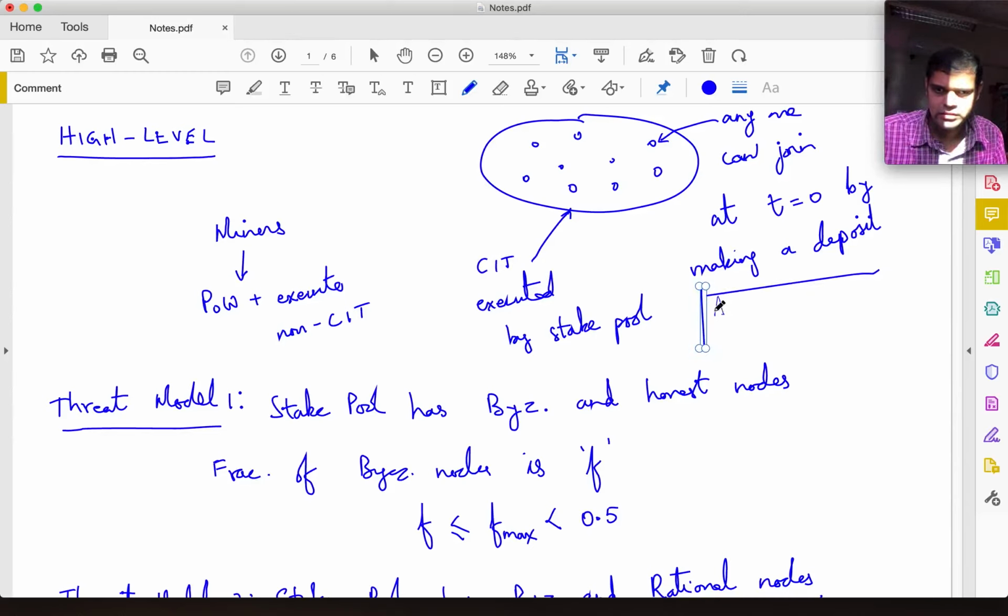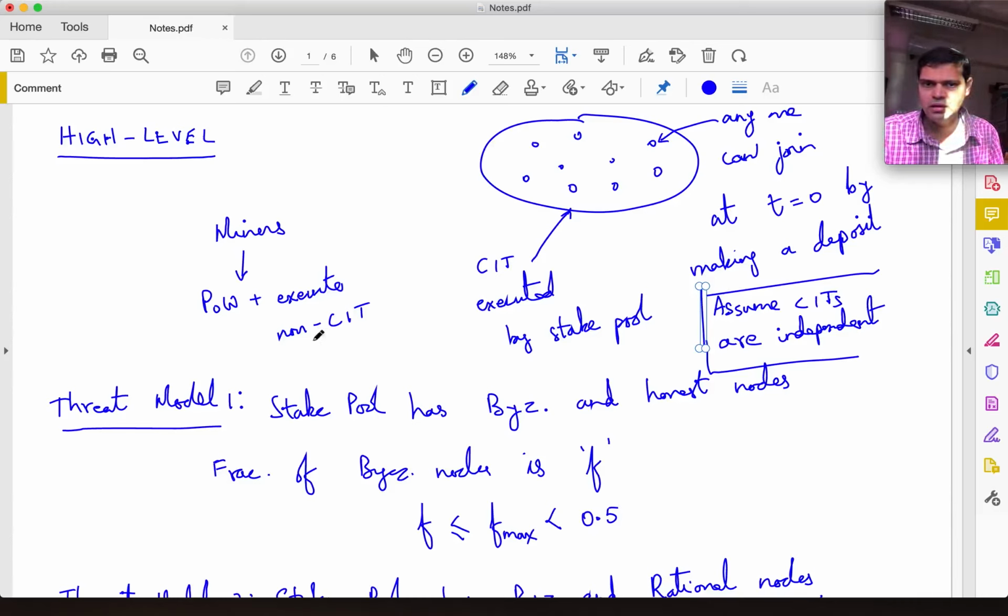I'll just write that here. So they don't have any dependencies between them. Or in fact, they don't have any dependencies on these non-CIT transactions. But let's think for a moment, how would you deal with this? Suppose you knew that less than 50% of these were Byzantine, and you wanted a correct computation of a CIT. So the naive solution would be to hand over this CIT to all the nodes and see what they submit, right? And then all that we have to do is look at the majority solution, and that gives us the right answer.